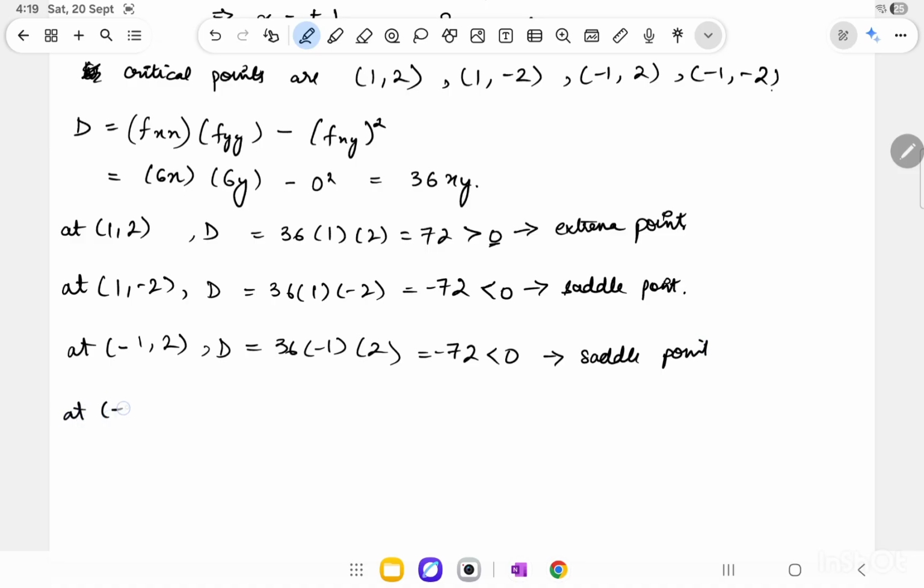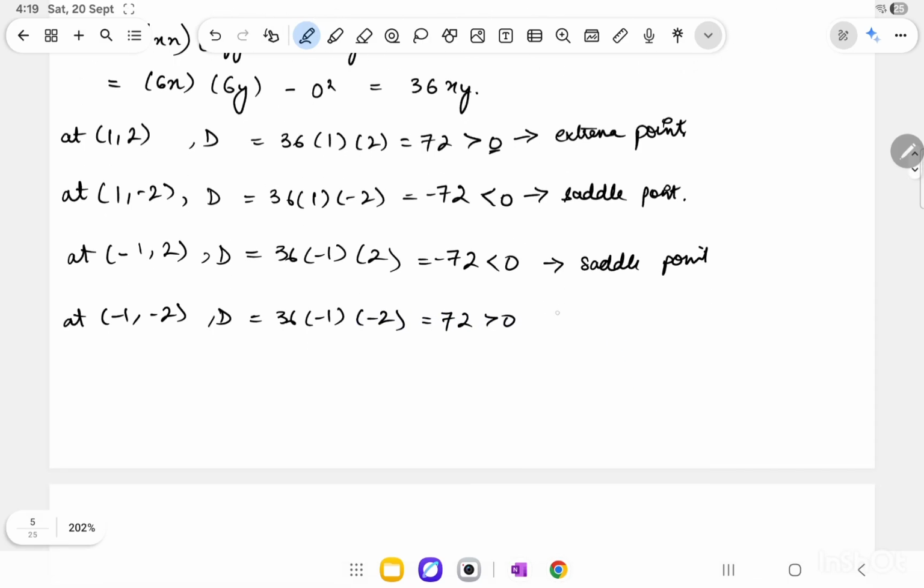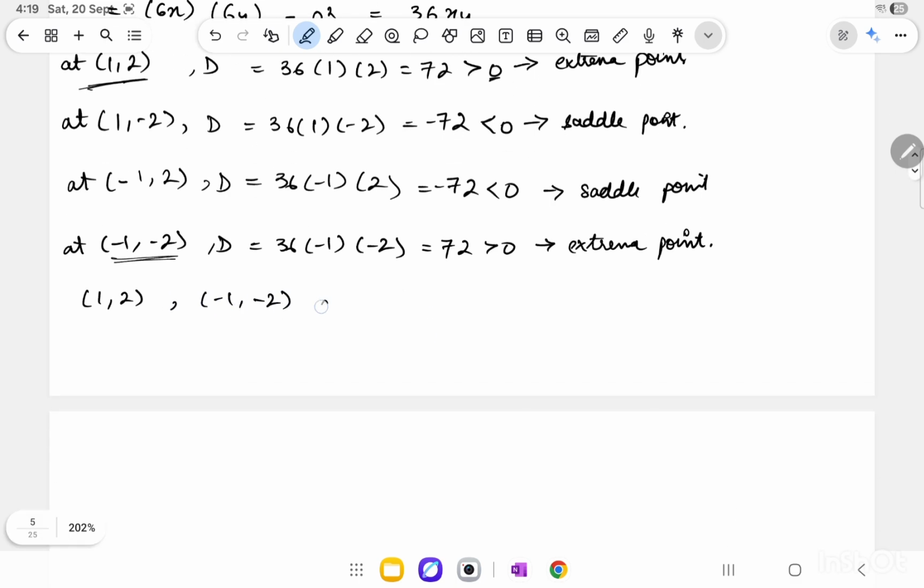And at (-1, -2), my D is basically 36 into -1 into -2, that is 72, which is greater than 0. So it is also a point of extrema. Now we are supposed to check at these points, that is (1, 2) and (-1, -2), whether they are maxima points or minima points. So (1, 2) and (-1, -2) are extrema points of function f(x, y).